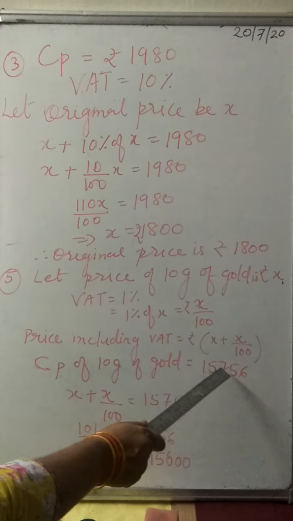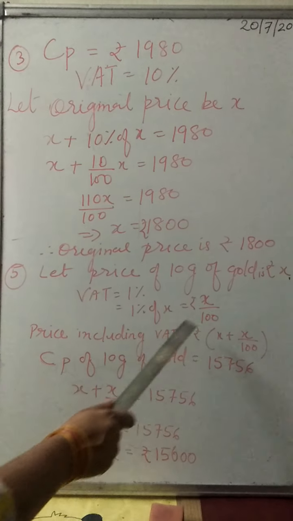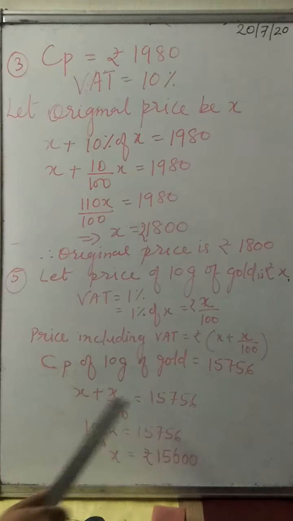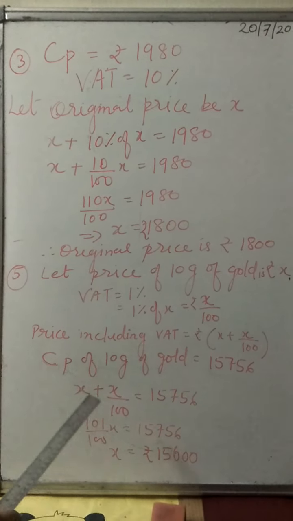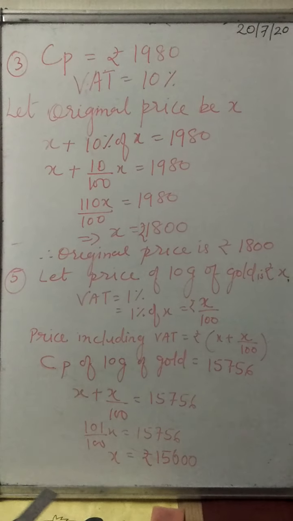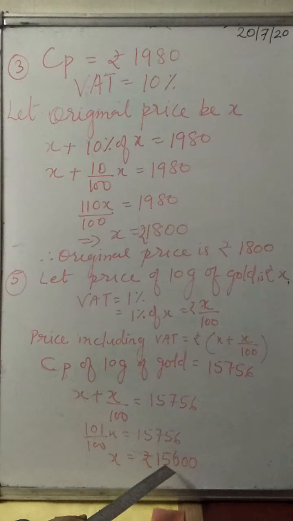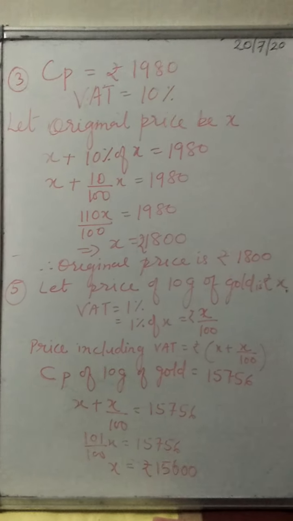and the amount which is paid for 10 gram of gold is 15,756, and according to the equation, price including VAT is X plus X by 100. So you need to equate both. So after equating, you have to calculate the value of X. So the value of the original price of the gold is 15,600.